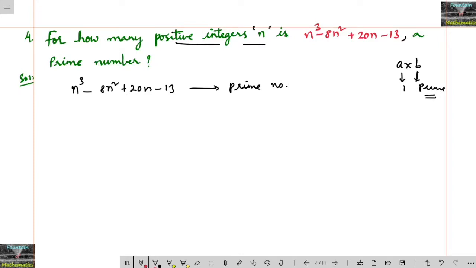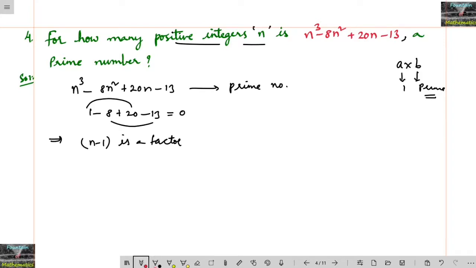Okay, right, let me now factorize. Just by looking at the expression we can say that the sum of the coefficients is 1 minus 8 plus 20 minus 13. So 20 plus 1 is 21, minus 21 is 0. So since the sum of the coefficients is 0, we can say that n minus 1 is a factor. N minus 1 is a factor for this expression.